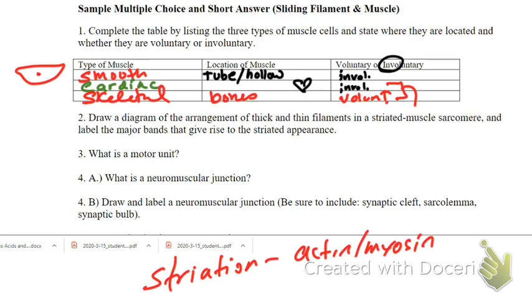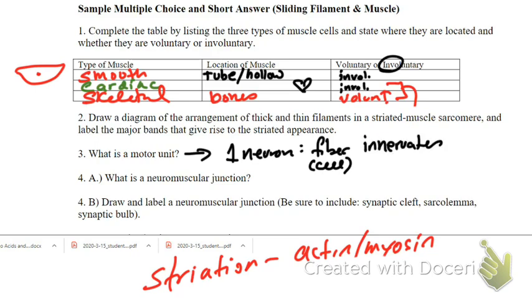Motor unit, very important concept, right? One motor neuron and all the muscle fibers, another word for cell, all the muscle fibers that it innervates, that it goes to. Right? A neuromuscular junction is where a neuron meets a muscle cell.